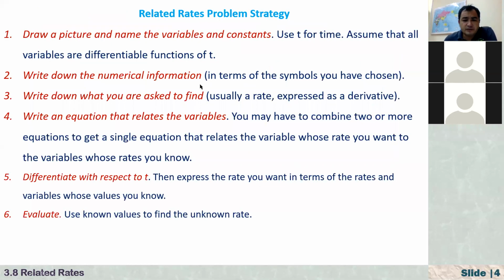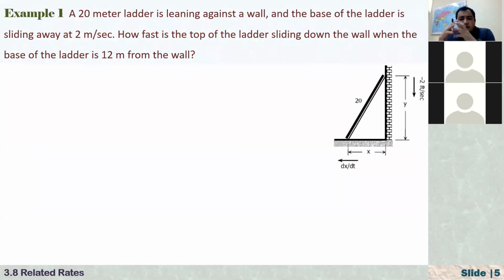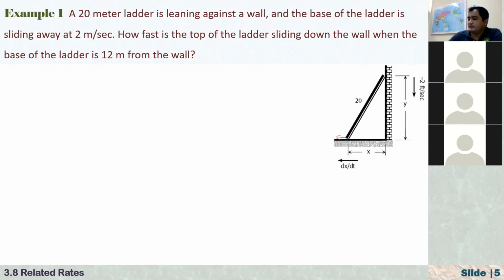We can start with this example. As you see in this picture, we have a ladder leaning against the wall. It says that a 20-meter ladder is leaning against the wall, and the base of the ladder is sliding away at 2 meters per second. For some reason, maybe it is too high, or maybe the ground is slippery. So the foot of the ladder is moving away from the foot of the wall at the rate of 2 meters per second.